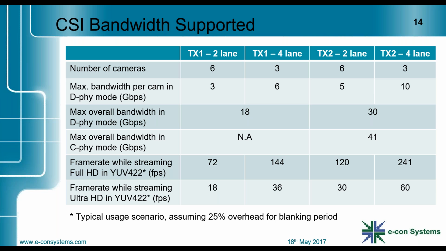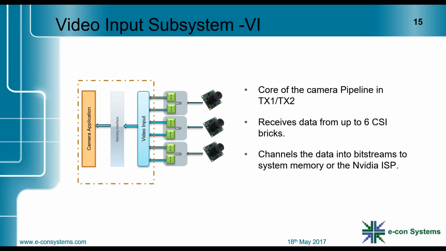So some values we have mentioned in this table will give you more information about the frame rate that you can achieve using this TX1 or TX2 processor. You can achieve up to 120 FPS in Full HD when streaming in YUV422 in the TX2 in two-lane mode. These are all using assumptions such as 25% overhead for blanking period. Theoretically speaking, you can actually get better performance compared to this.